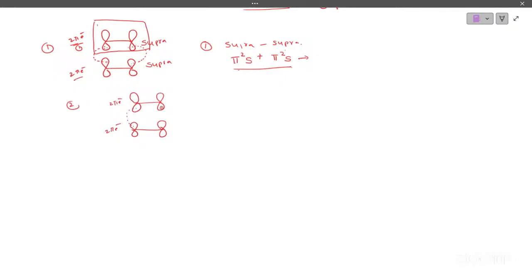With respect to the first pi system, both are supra. Look at it. You hide the second pi system. Just observe the first pi system. The first pi system is involved in the interactions with the second pi system. Are the interacting lobes on the same side or opposite side? Same side. Therefore, with respect to the first pi system, it is supra.